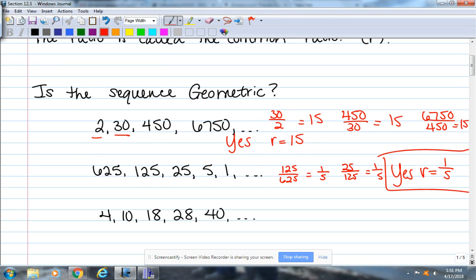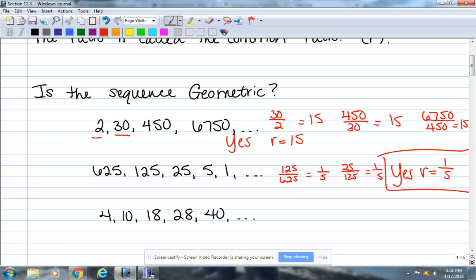Okay. So if they're getting smaller from left to right, then your common ratio is a fraction. Does that make sense? Multiplying by 1/5 is the same thing as dividing by what number? 5. So that's why it looks like dividing by 5, because you are.